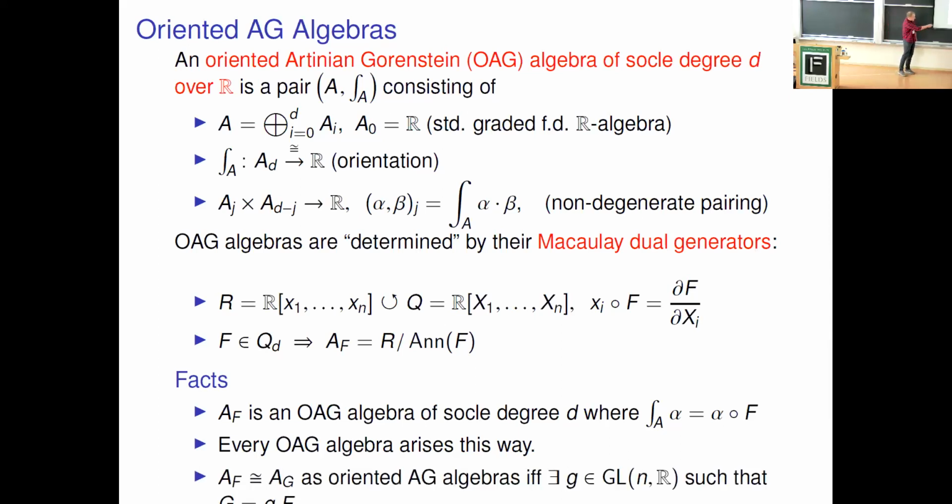And I'll further say that two AG algebras are isomorphic as oriented AG algebras if and only if there's a linear change of coordinates relating the two. And so these are the objects I'm going to be working with. These are my A sub F's. And now let me tell you what Hodge-Riemann is.